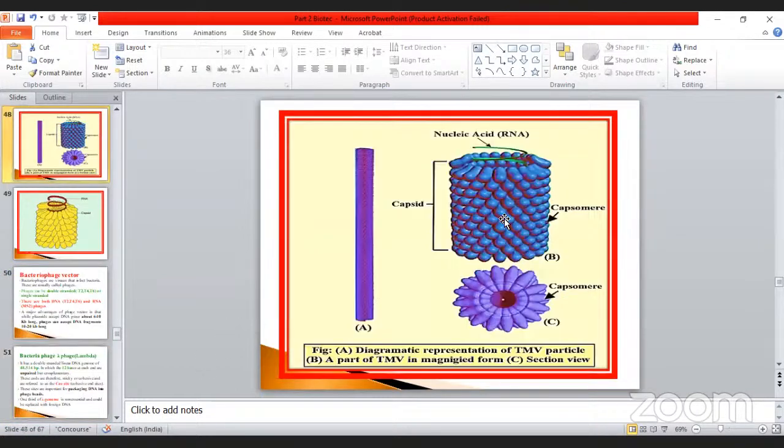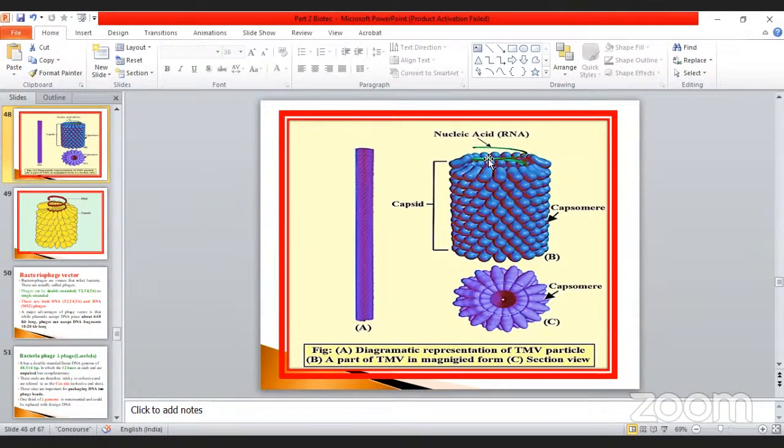See that this is considered the tobacco mosaic virus. The tobacco mosaic virus looks like a bunch of banana. At the center there is a single stranded RNA molecule. It is very, very important, my dear. Single stranded RNA molecule is present in it, and it looks like a helical structure.